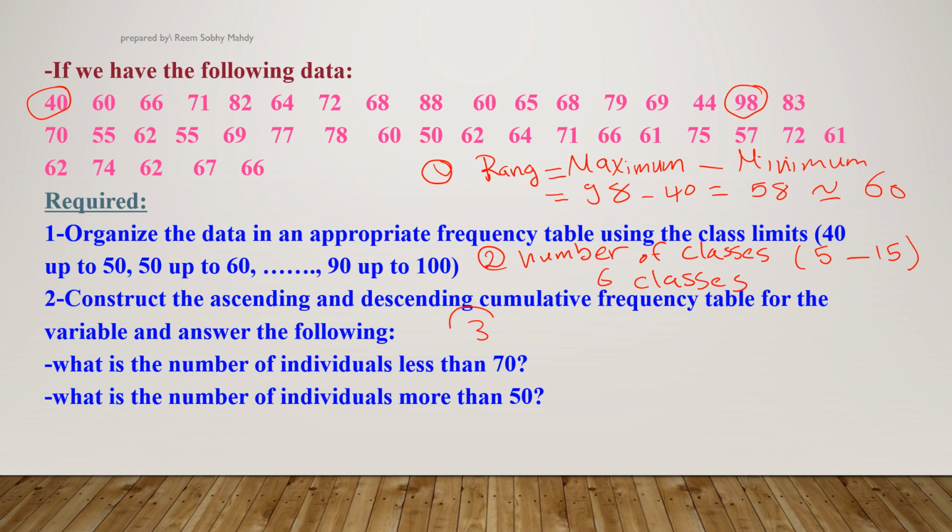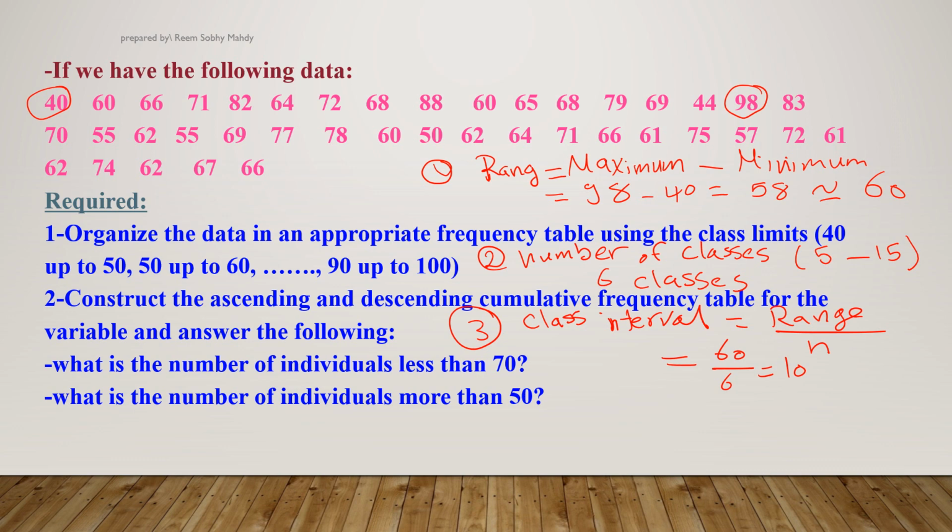The third step is to find the class interval, and this is by dividing the range over the number of classes, and this equals 60 over 6, which equals 10. So the class interval is 10. In constructing the frequency table for continuous data, there are 2 columns: the first column for the classes and the second one for the frequencies.